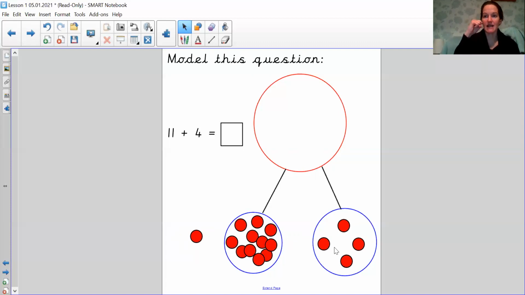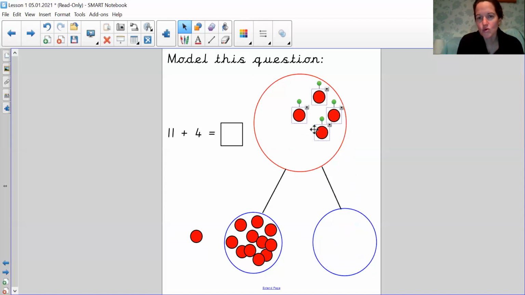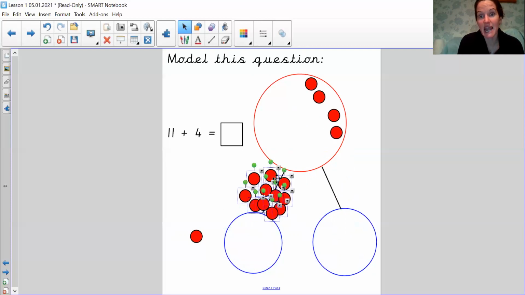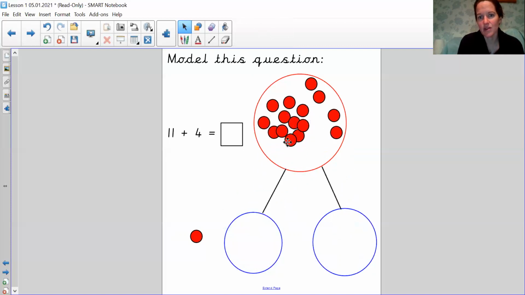Now, what do I need to do? Well, I take my 11 and I take my 4, my 2 parts, and I join them together to make my whole. So I'm going to take these 4 and put them up into my part-whole model. And I'm going to take these 11 and put them into my part-whole model. Now, what do I need to do? Can you tell me? Well done if you say I need to add them all together.